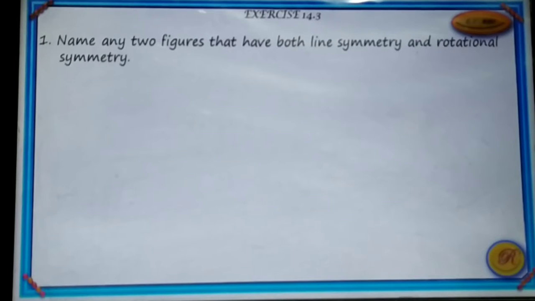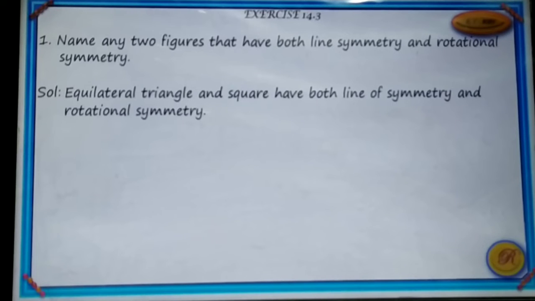Exercise 14.3. Question number 1. Name any two figures that have both line symmetry and rotational symmetry. Solution. Equilateral triangle and square have both line of symmetry and rotational symmetry, as shown in the following figures.